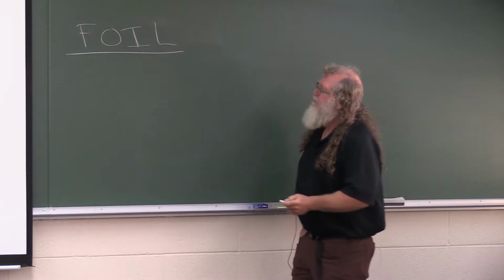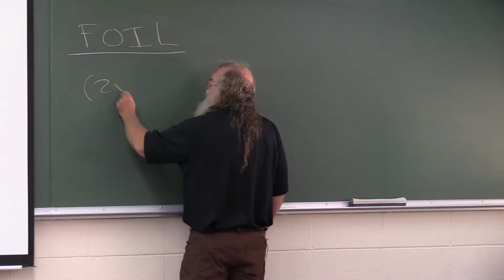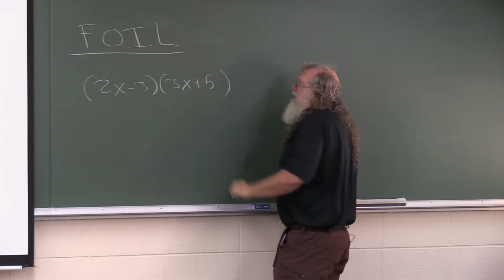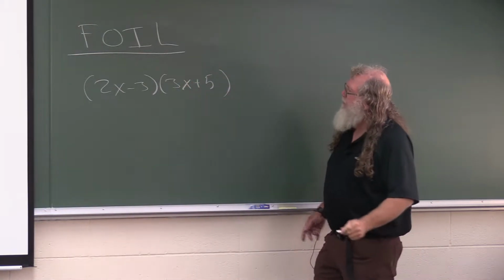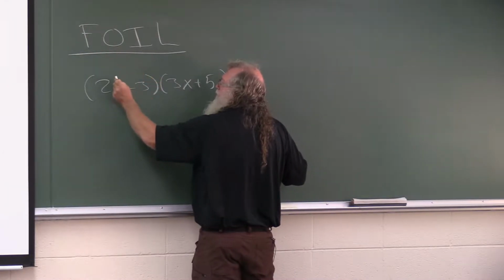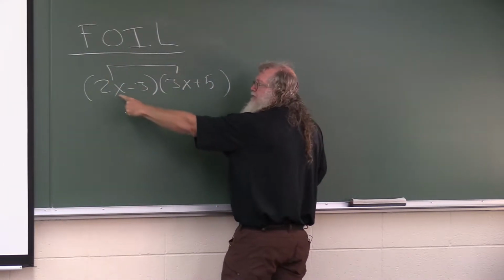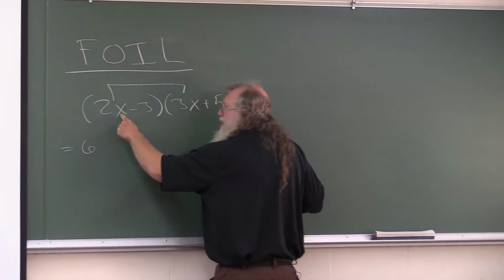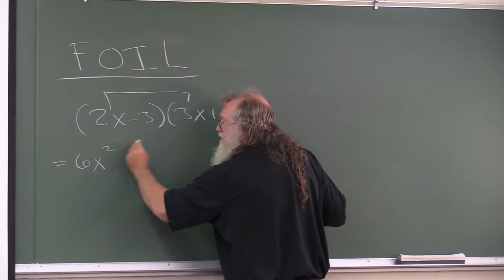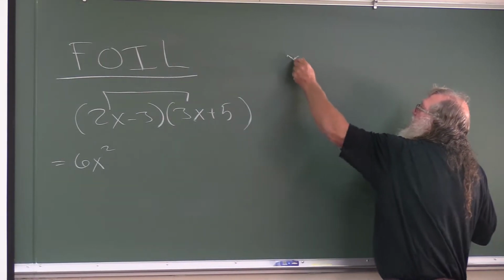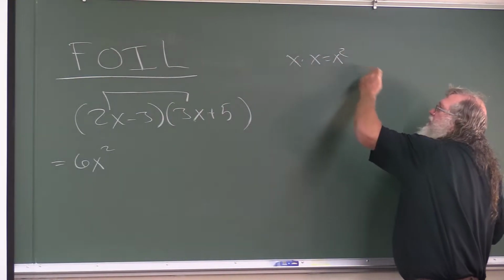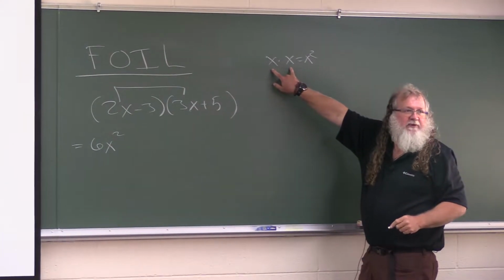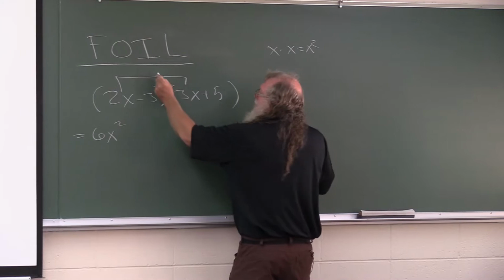So let's look at 2x minus 3, 3x plus 5, and let's go ahead and FOIL them. So FOIL stood for what? First times first. So I'd have 2x times 3x. Well, 2 times 3 is 6. I'd have x times x, which is what? X squared. And remember, x times x really means x squared. An exponent is a fancy way of what? Hiding repeated multiplication. All right, so that's first times first.